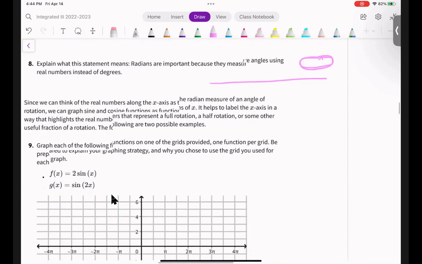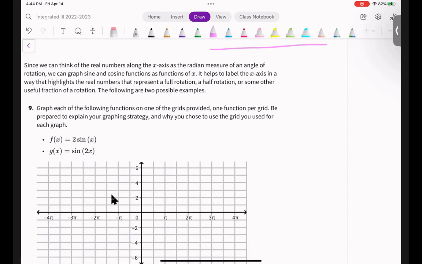Okay, so next part. Since we can think of real numbers along the x-axis of a radian measure of an angle of a rotation, we can graph sine and cosine as functions of x. It helps to label the x-axis in a way that highlights real numbers that represent a full rotation, a half rotation, or some other useful fraction of a rotation. The following are 2 examples. Graph each of the following functions on the grids provided, 1 function per grid, and be prepared to explain your graph strategy and why you chose it.